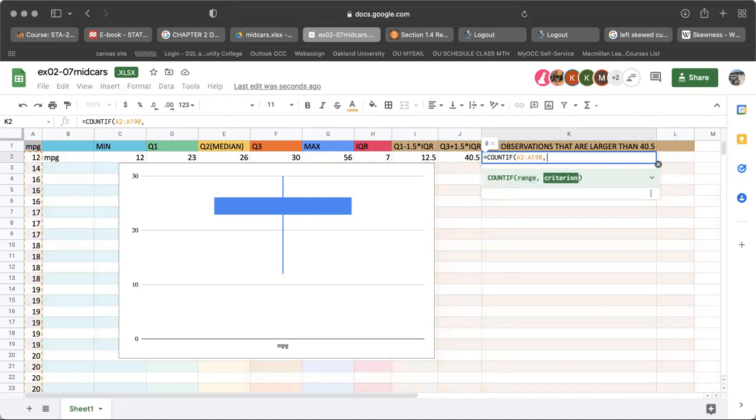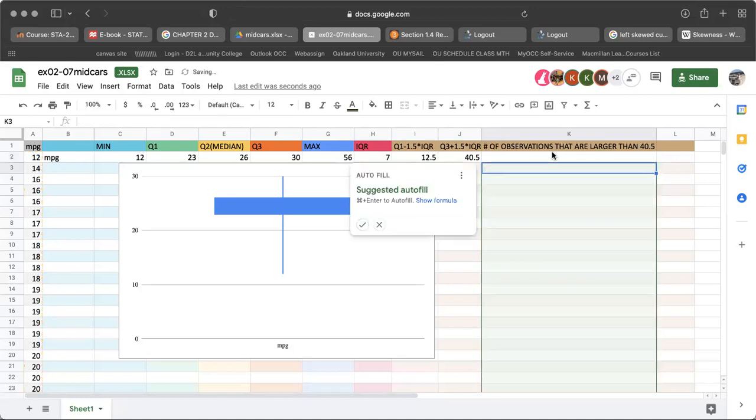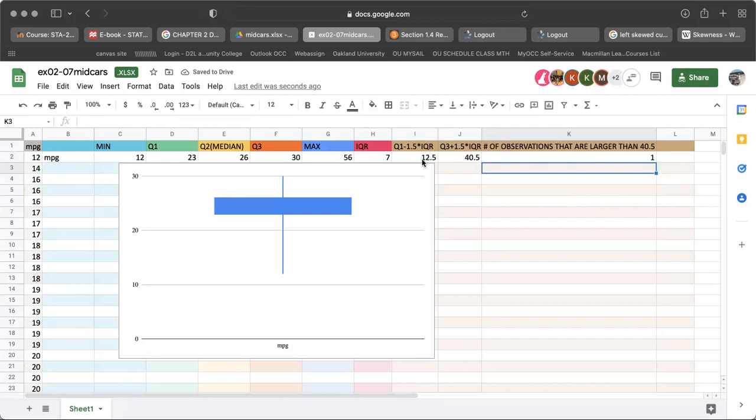COUNTIF, quotation, I want to know if it's less than 12.5. Is there any data point that is less than 12.5? Okay, then colon again. Close parenthesis. There's one value that is less than 12.5. Well, if you eyeball it, 12 right here, less than 12.5, right? And is there any value bigger than 40.5? Same thing. I'm going to be lazy and copy this command, just change it a little bit. Now I want to know if it's greater than 40.5. There are 17 values that are bigger than 40.5.